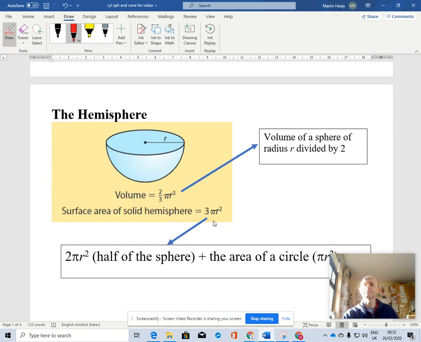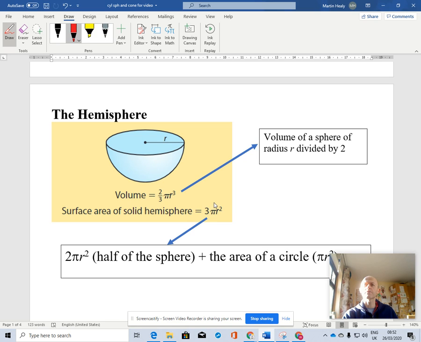The hemisphere. Now, a hemisphere is half a sphere. So the formula for the hemisphere isn't given in the maths tables. But if you think about it, the volume will be half that of a sphere. So you don't really have to remember that it's 2/3 pi r cubed. Just get the volume of a sphere of the same radius and divide it by 2.